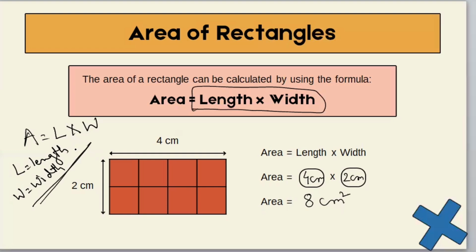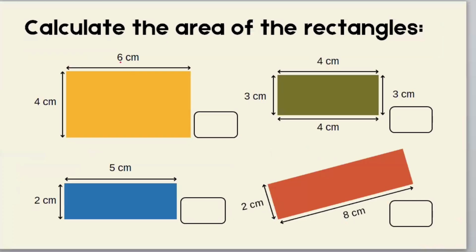Now let's solve some questions related to this formula. How can we find the area of the rectangle? Here in number 1, the length is 6 centimeter and the width is 4 centimeter. So how will we find the area? What is the formula? Length times width. What is the length here? 6 centimeter and the width is 4 centimeter. 6 times 4 is 24 centimeter square. So what is the area of this rectangle? 24 centimeter square.